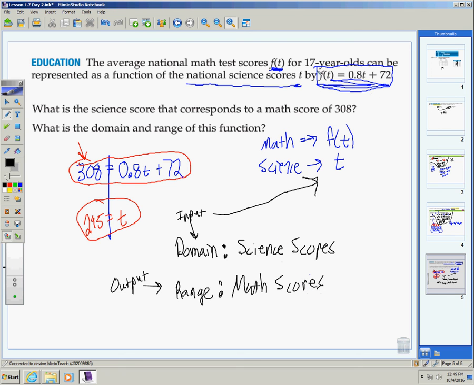So a little tricky here with this word problem, but as long as we understand what f of t means and t means, which is why I wrote them off to the side right here, it makes this problem much simpler. And that's all there is for this lesson. We're just talking about inputting things into a function, getting values out. As always, if you have any questions, let me know.